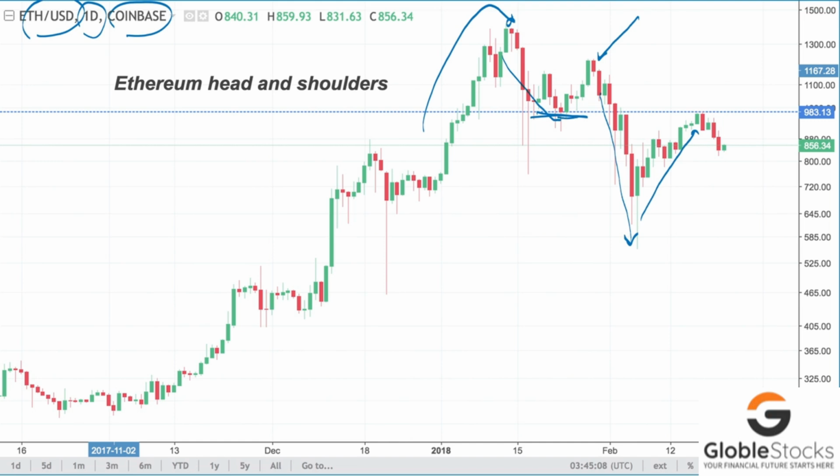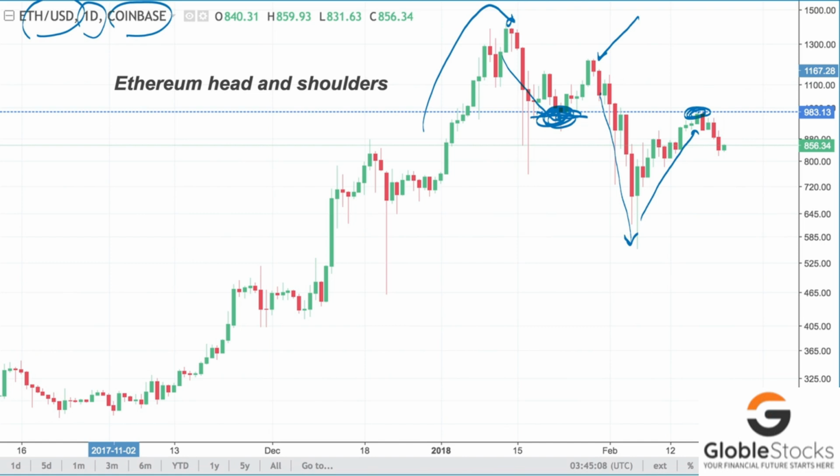However, this area here at 983, which was once support, now becomes resistance. So people who were once buying at this point are trying to sell because they were buying at support, accumulated Ethereum, and now they have some to sell at the same price. So that is a classic head and shoulders pattern.